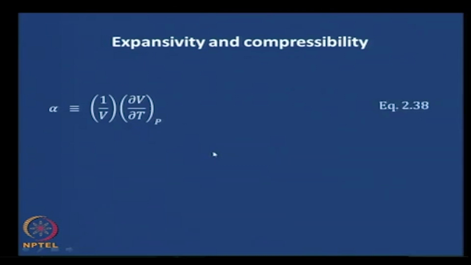Let us call that equation 238. And compressibility, which is given the symbol kappa, is defined as minus 1 by V, dou V dou P at constant T, the variation of specific volume with pressure when the temperature is held constant, and that again normalized with respect to specific volume, and the negative of it. Let us call this equation 239.